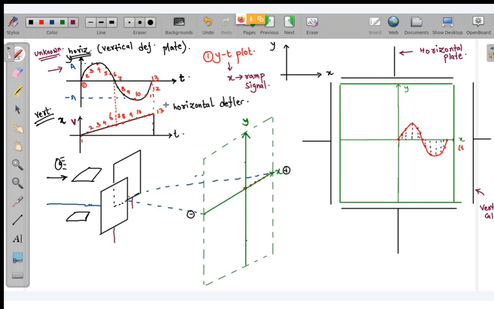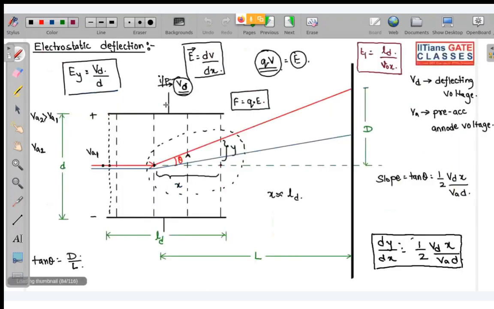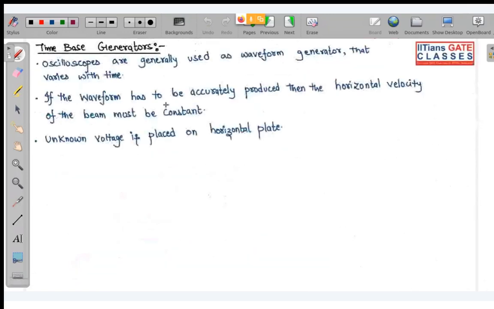Nitish, Shishir. Okay, so now we are going to study about time-base generators. The generator which is generating your ramp signal is called a time-base generator. Why? Because we are actually generating the time base over here, so that I can plot the signal on the CRO. Oscilloscopes are generally used as waveform generators.